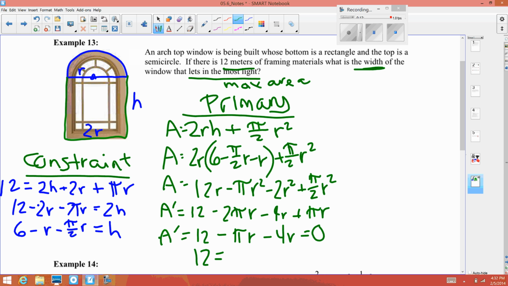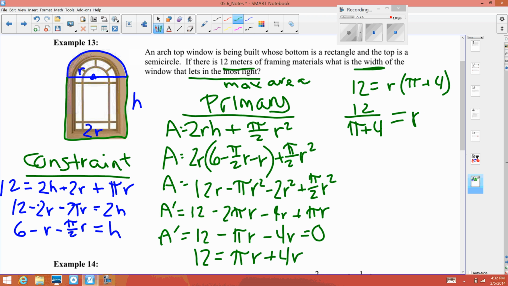So if I factor out an r, I get pi plus 4. So the radius is 12 over pi plus 4. All right, so then for our actual width, to answer the question, what's the maximum width? It's 2 times that. And it's perfectly fine to write that, and that would be, in this case, meters.